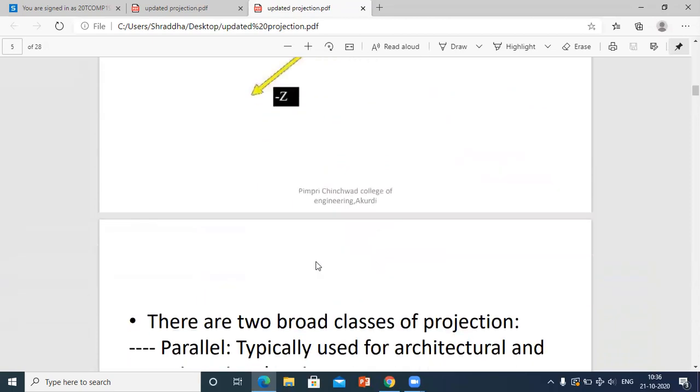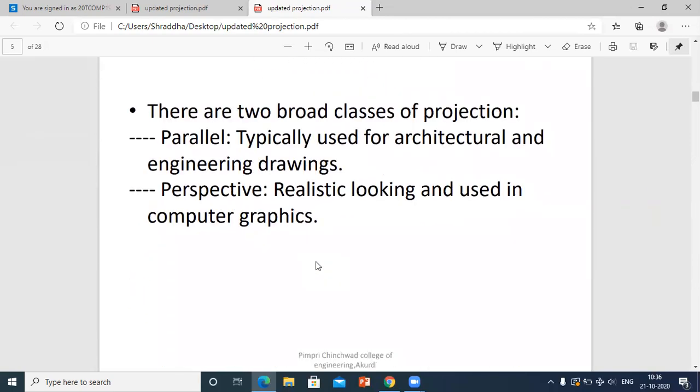Then there are two broad classes of projection. Which are these two broad classes? We'll see. The first one is parallel and the second one is perspective. Now in parallel, what is happening? They are typically used for architectural and engineering drawings. And perspective is used for realistic-looking visualization. They are also used in computer graphics techniques.